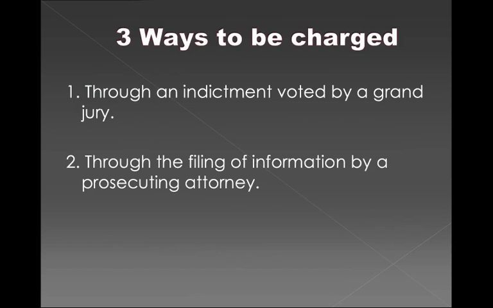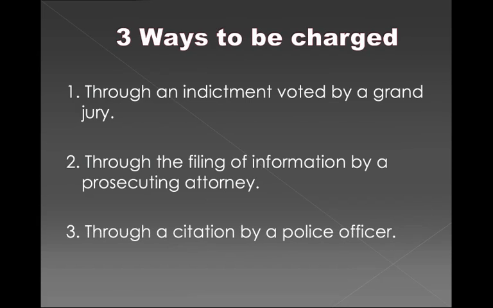There's also the filing of information by the prosecuting attorney. So this is information that's brought to a judge, and if the judge is certain that there is a strong case against the defendant, then they will skip the grand jury and they will move forward with the case. And third, through a citation by a police officer. So if a police officer is physically there when the crime occurs, that is enough evidence to bring a case against an individual.